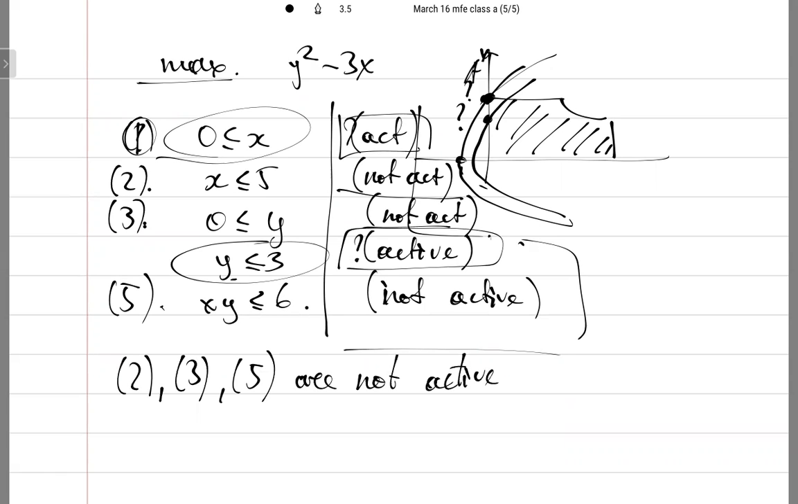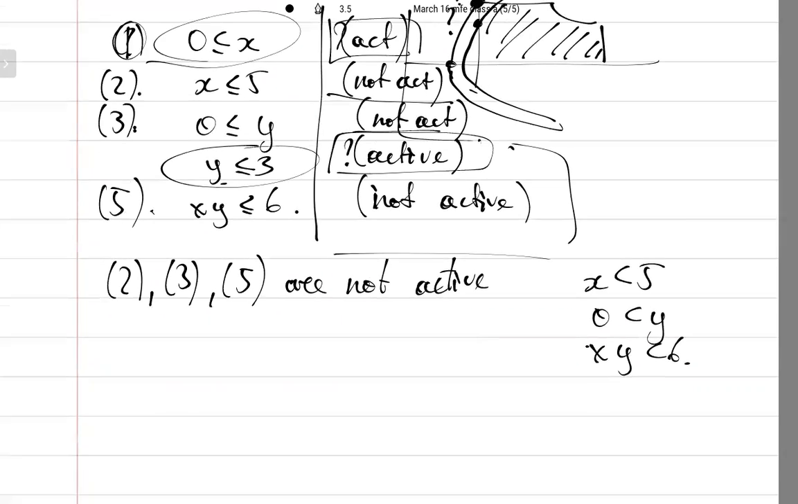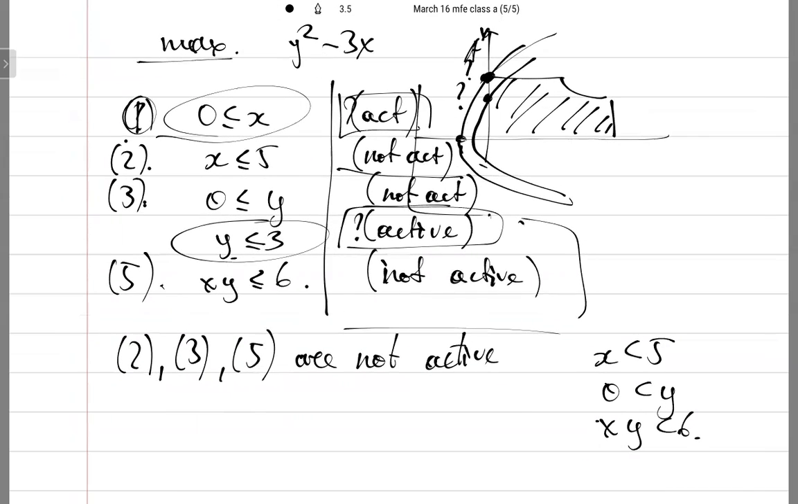And then I just write them like x is strictly less than 5, y is strictly less than 3, sorry, 0 is strictly less than y, and xy is strictly less than 6. So when I construct, I have doubts only in the first one. This is one we are not sure about. We pretend that we are not sure. We play a game.